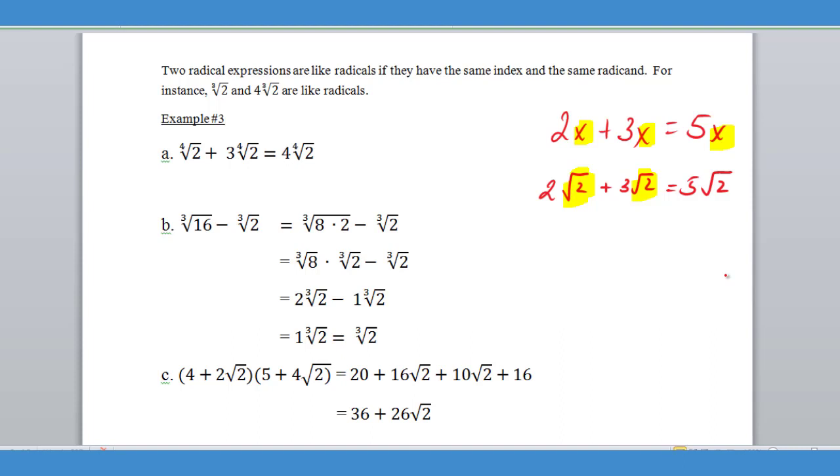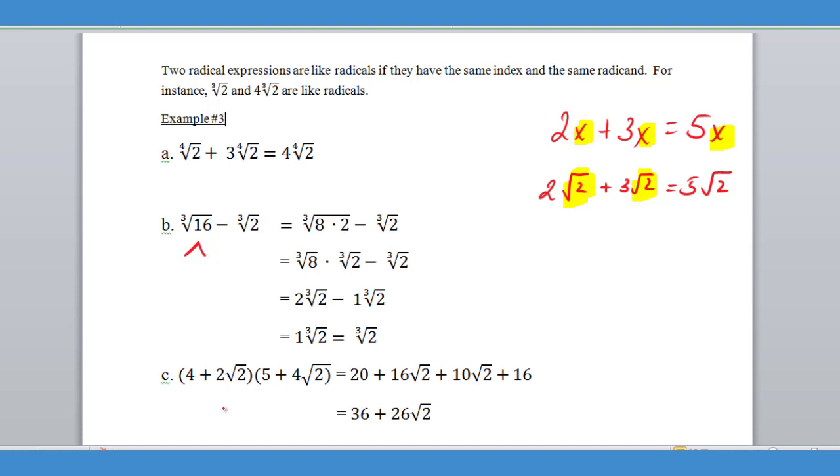Now, as you can see in example number 3, especially in part B, there's a situation here where the cube root of 16 and the cube root of 2 are not like terms, so we're going to have to split the cube root of 16 apart so that we can create the like term itself before we actually do the operation. So you want to always be looking for that to be able to pull apart a particular root value.